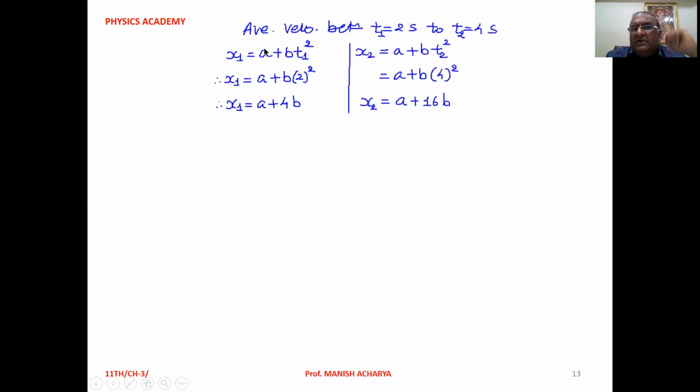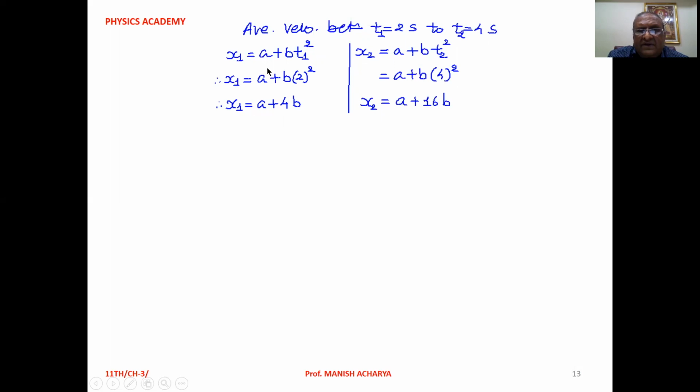Then after, in the second question, you want the velocity between 2 to 4 seconds. Now that is average velocity. So here take time t1, that is 2 second, t2, that is 4 second, and for these two instants calculate initial position and final position. So our equation x is a plus bt square, so you can write x1 is a plus bt1 square. In this one, substitute t1, that is 2 second. So you will get x1 equal to a plus 4b. This is the initial position at time t equal to 2 seconds.